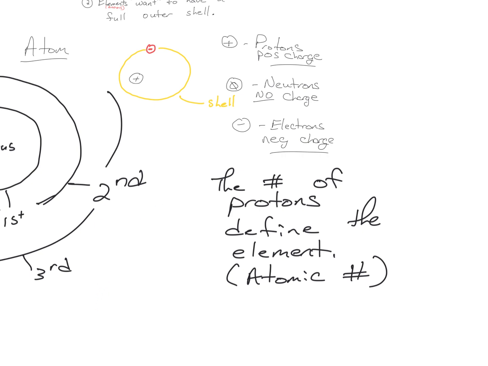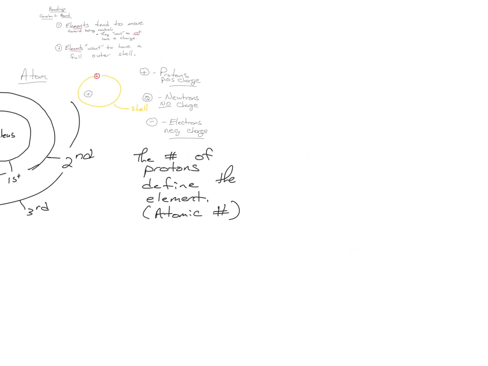Let me draw. Hydrogen doesn't really have a neutron, so most hydrogen doesn't have a neutron. So let me draw helium. Helium has 2 protons and 2 neutrons. And then it has 1 shell and there's 2 electrons in it.